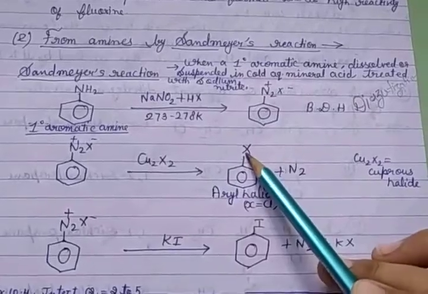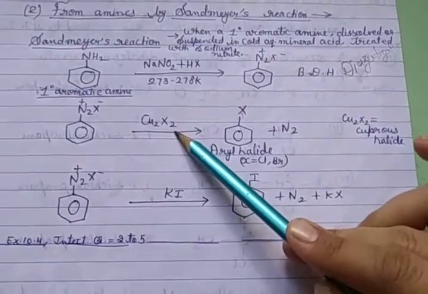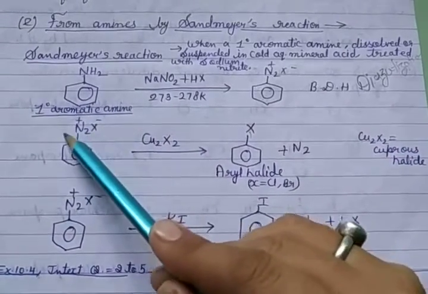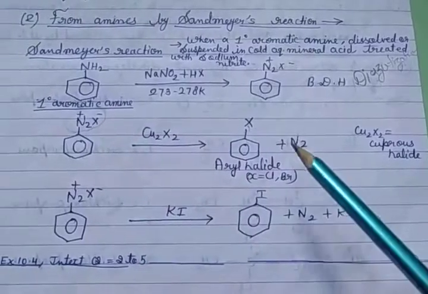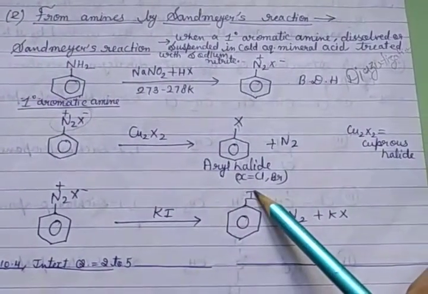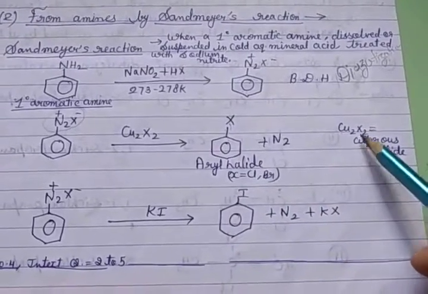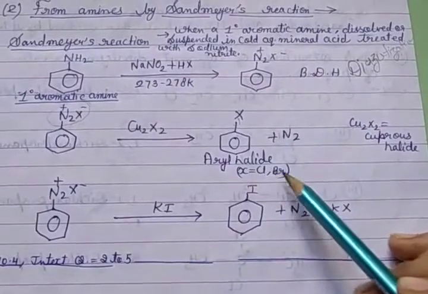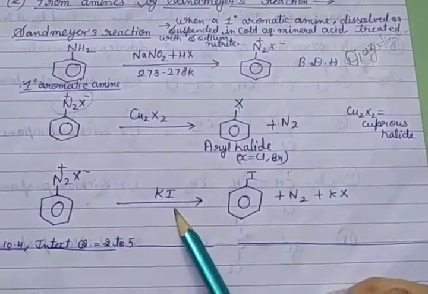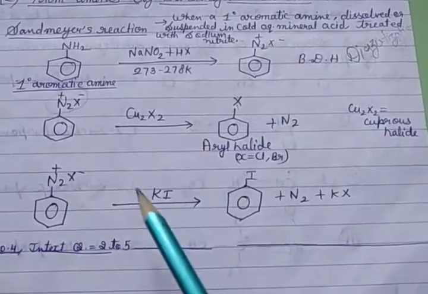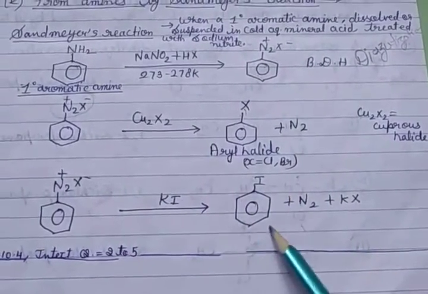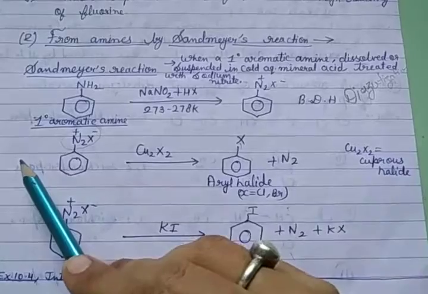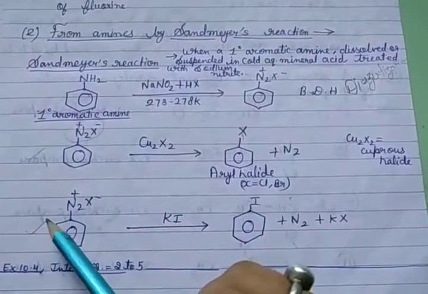And this benzene diazonium halide reacts with Cu2X2, so the halogen attaches to the benzene ring, and N2 is released. Here the halogen is chlorine or bromine, and Cu2X2 means cuprous halide. Whenever we want the iodo compound, we take KI: N2 is removed and K attaches with X, so iodine attaches to benzene and iodobenzene forms.